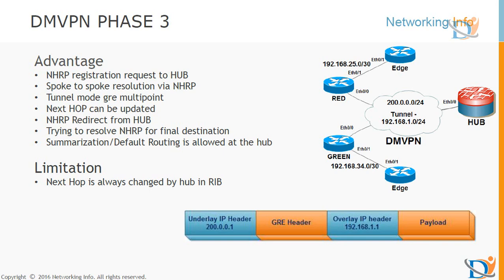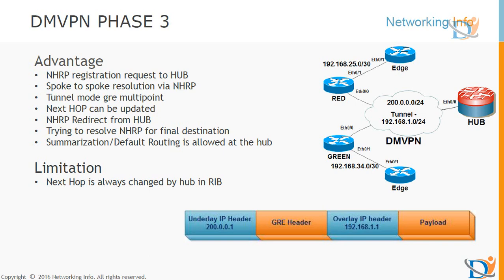If I talk about DMVPN Phase 2, that allows hub daisy chaining. So when you have any traffic from spoke to spoke, first it goes to the hub and the hub sends a resolution message to the spoke and resolves the IP address for the other spoke. In the case of OSPF, we have some limitations if we configure DMVPN Phase 2 because point to multipoint does not work well in DMVPN Phase 2.